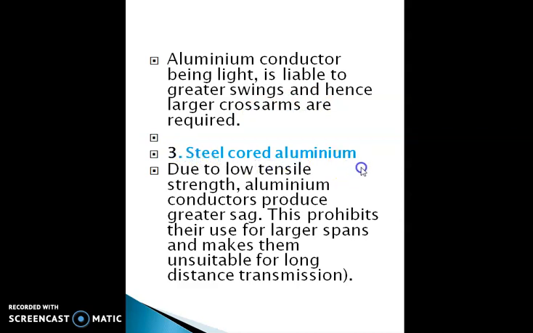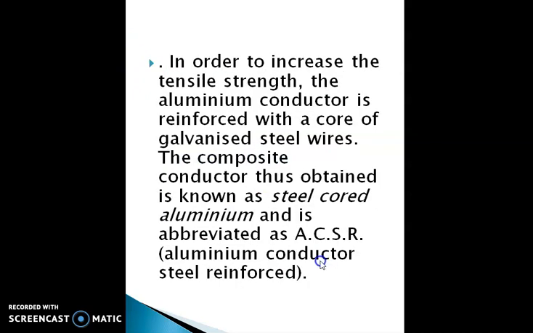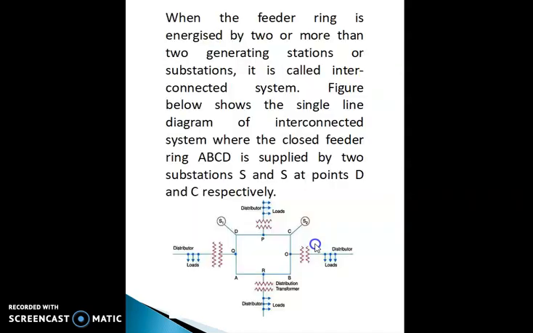The third one is steel cored aluminum. Due to low tensile strength, aluminum conductors produce greater sag. This prohibits their use for larger spans and makes them unsuitable for long distance transmission. To increase the tensile strength, the aluminum conductor is reinforced with a core of galvanized steel wires. The composite conductor thus obtained is known as steel cored aluminum and is abbreviated as ACSR, aluminum conductor steel reinforced.